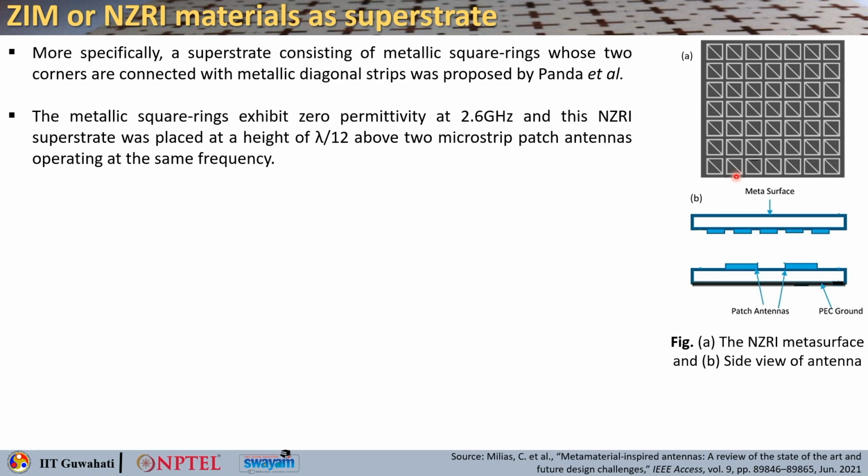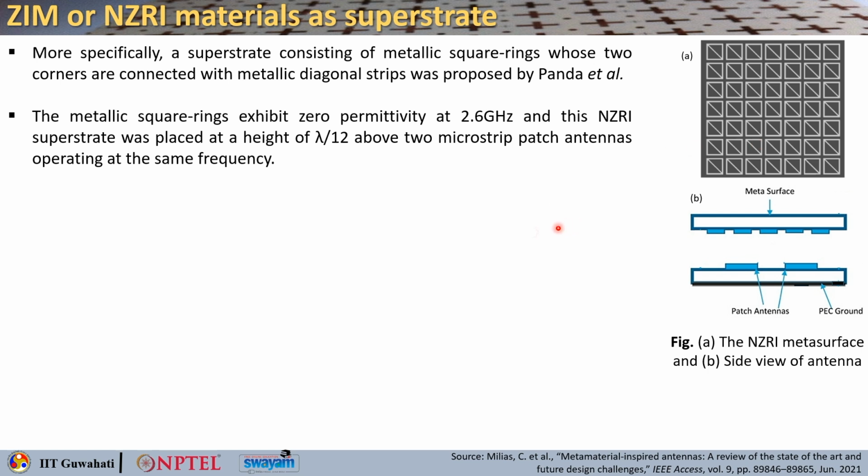So, this is basically the near zero refractive index metasurface, and this is the side view of the antenna. You see this is the patch antenna. You have this PEC ground, and on top of that you use this metasurface as a substrate. So, what is the speciality of this?